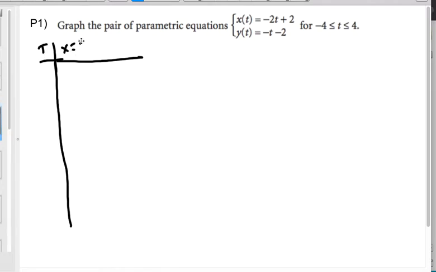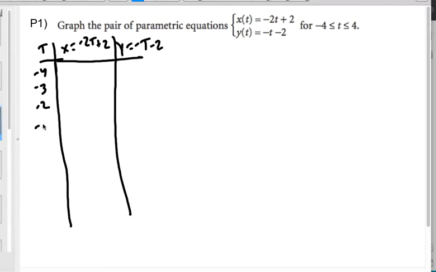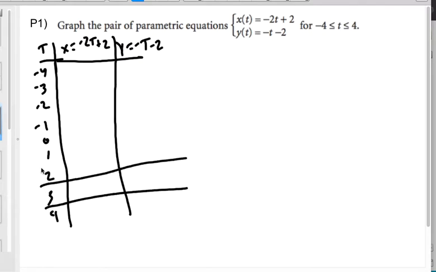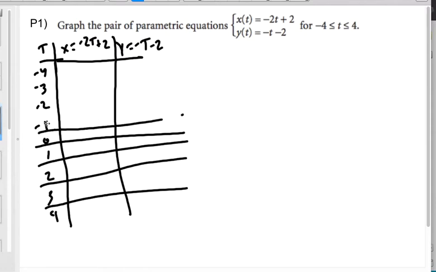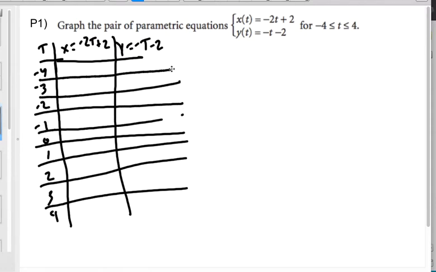Okay, so x is negative 2t plus 2, and my y is negative t minus 2. All right, t is negative 4, negative 3, negative 2, negative 1, 0, 1, 2, 3, and 4. Ignore my terrible, terrible handwriting. Seriously tragic. They should not allow me to teach people with handwriting like this.